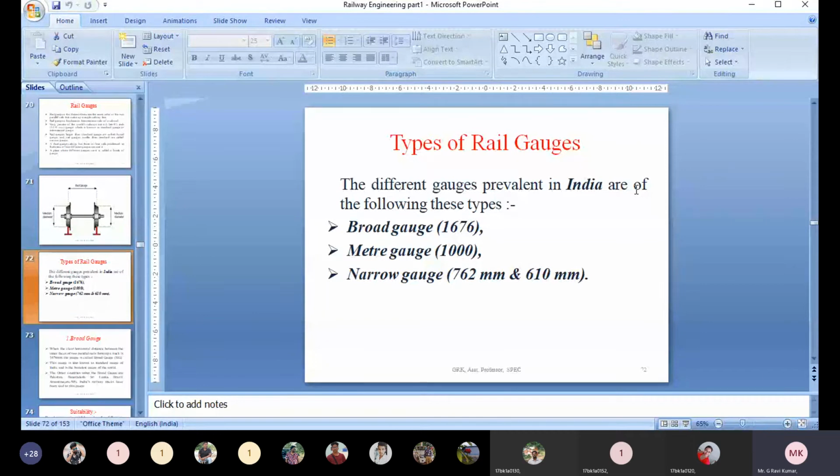And two more types of gauges are there. They are international gauge and Cape gauge. International gauge and Cape gauge, these two are not used in India. Only these three types of gauges are used in our India.